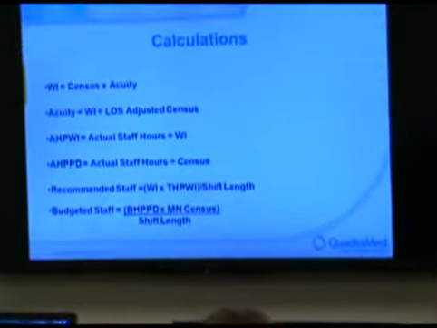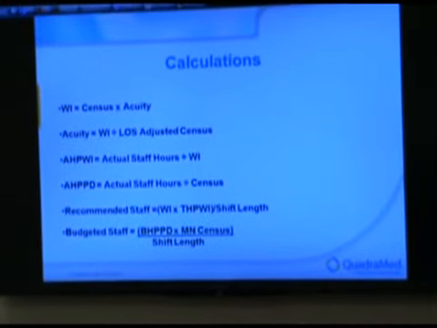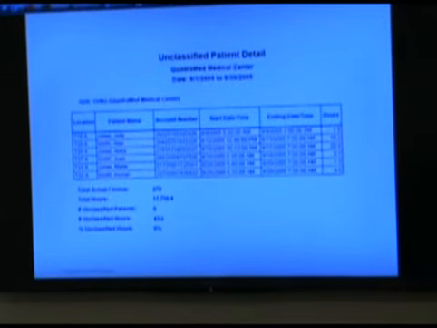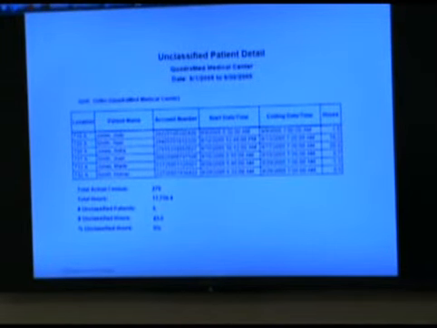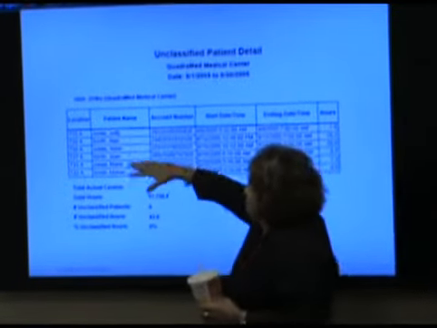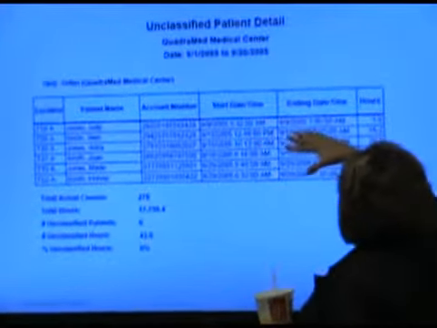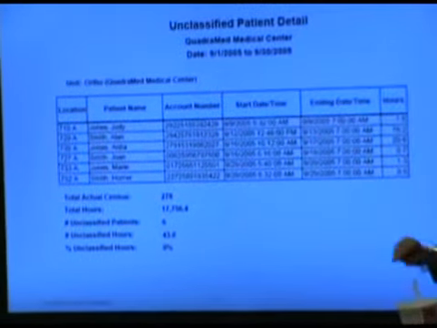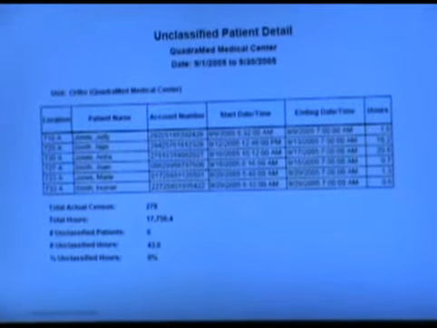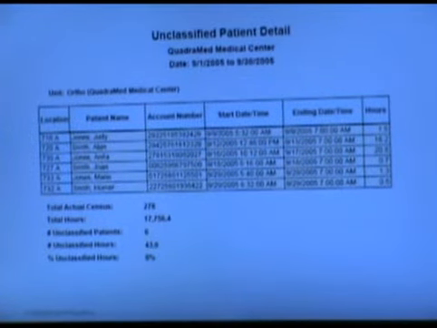I'm not going to go through these calculations a lot because actually you really need to see your data. So, I talked about an unclassified patient detail report. This is what the report looks like. It would give you a list of names, start time, end time. These are the hours that were unclassified. It allows your manager to go back and determine why they weren't classified.